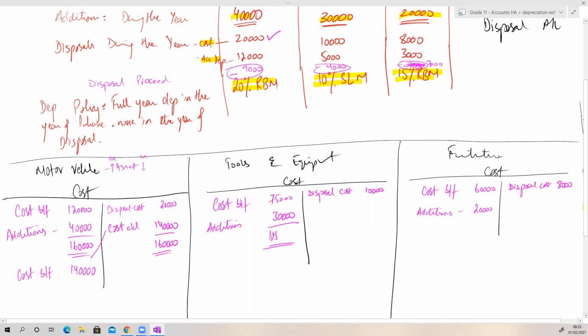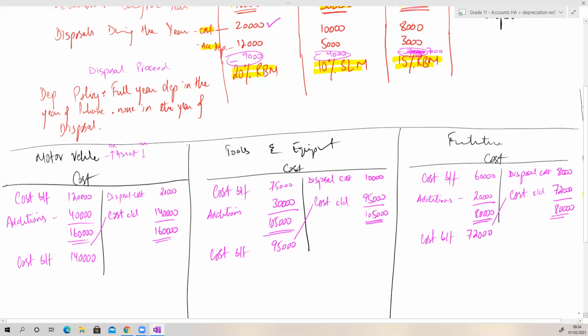This is 105. 105 minus 10 is cost carried down 95 and cost brought forward 95. This is 60 plus 20 is 80. 80 minus 8 is cost carried down 72. Cost brought forward 72,000. ठीक है जनाब. The cost account is pretty simple.